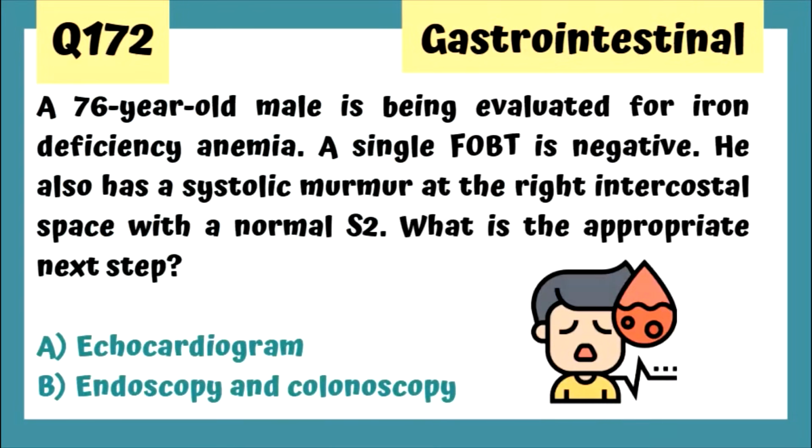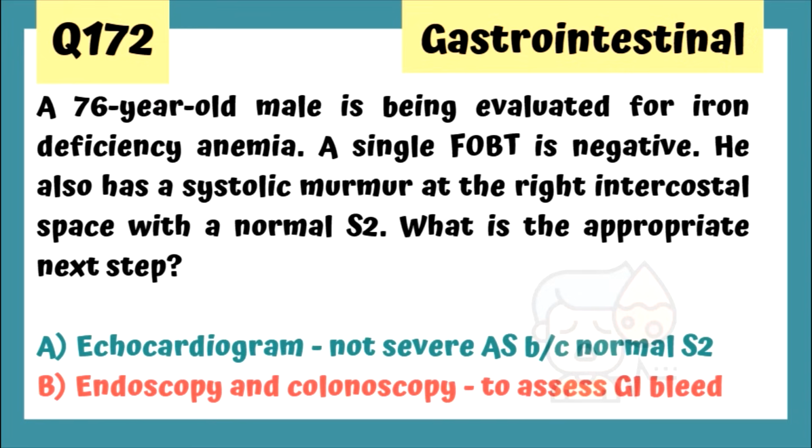Question 172, a 76-year-old male is being evaluated for iron deficiency anemia. A single fecal blood test is negative. He also has a systolic murmur at the right intercostal space with a normal S2. Sounds like a little bit of aortic stenosis. What's the most appropriate next step? Well, it's not severe aortic stenosis because he has a normal S2. So why does he have blood loss? We're going to go with endoscopy and colonoscopy to assess for the GI bleed. The aortic stenosis is not severe enough to lead to an occult bleed.